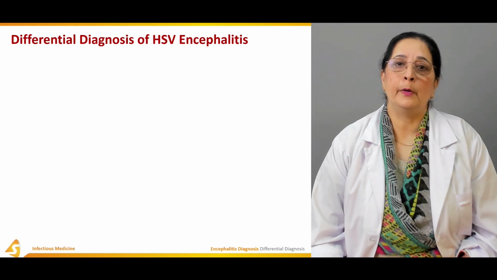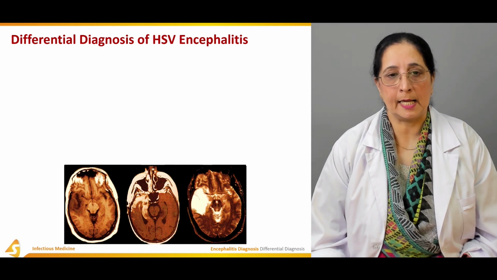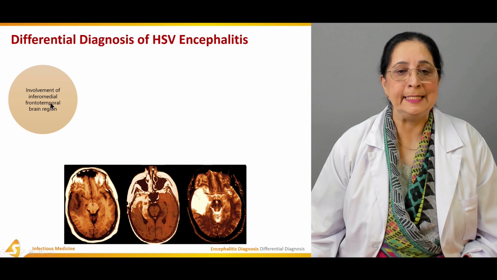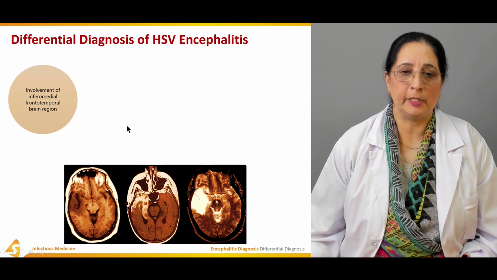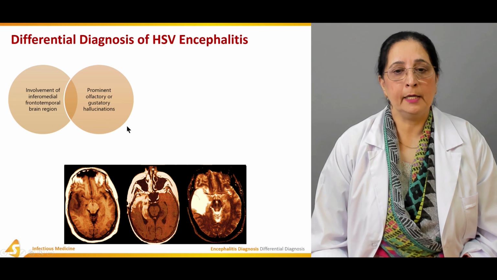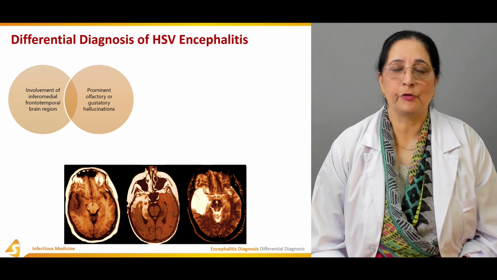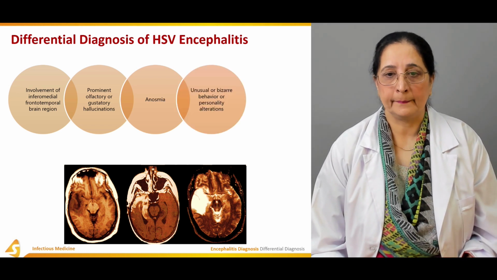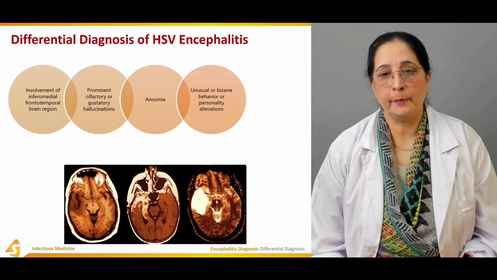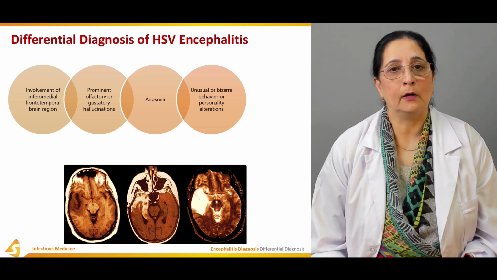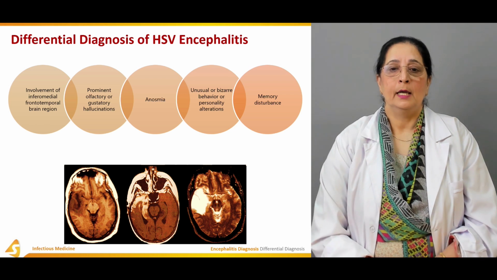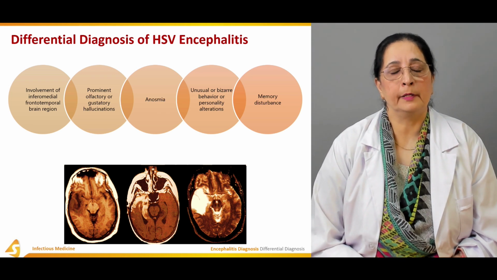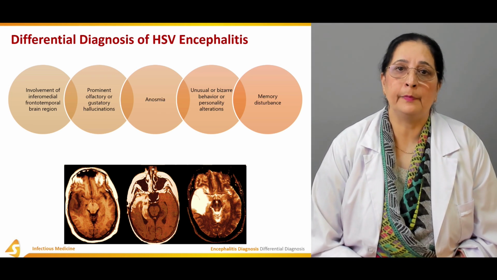Differential diagnosis of herpes simplex virus encephalitis. We have involvement of the inferomedial frontotemporal brain region, prominent olfactory or gustatory hallucination, anosmia, lack of smell, unusual or bizarre behavior or personality alteration, and memory disturbance. These are some differentiating features of herpes simplex virus.